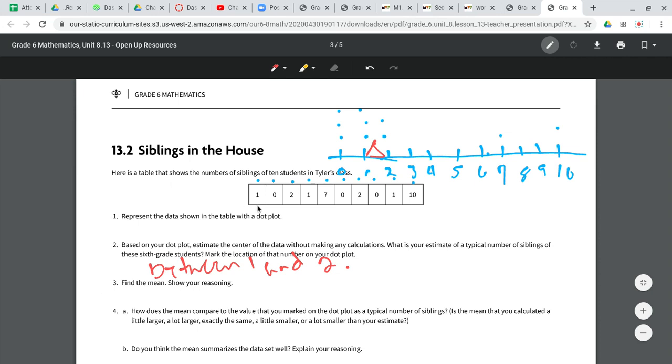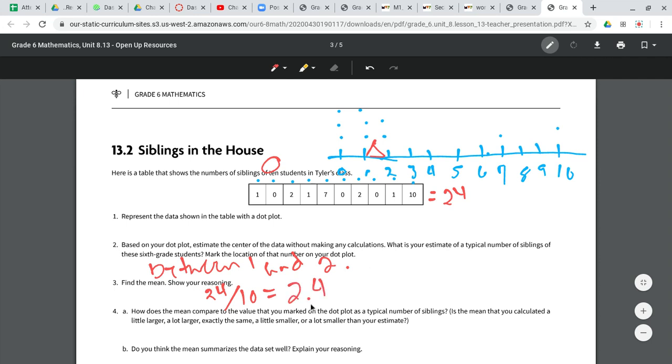Now we're going to actually calculate the mean. So if we take 1 plus 2 is 3, plus 1 is 4, plus 7 is 11, plus 2 is 13, plus 1 is 14, plus 10 is 24. So we'd have 24 there when we add them all together. So it's going to be 24 divided by, it says that there's 10 data points. So that means it's 2.4.